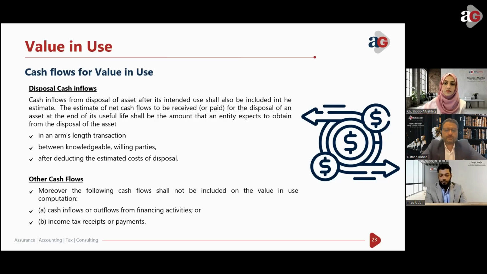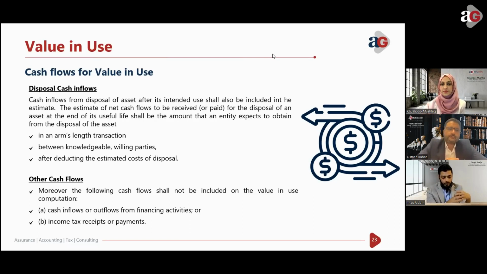Because of how it's defined, it says it should be the disposal of an asset at the end of its useful life that the entity expects to obtain from disposal of the asset in an arm's length transaction between knowledgeable willing parties after deducting the estimated cost of disposal. So basically, this definition is very close to the definition of fair value less cost to sell. And this is exactly why, if an asset is just planned to be sold very soon and it's not expected to be used, then its value in use would also equal its fair value less cost to sell.